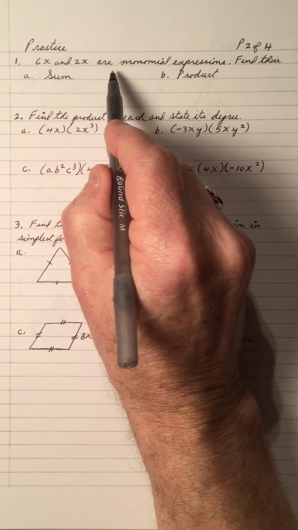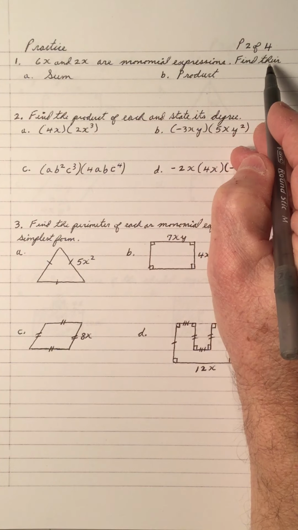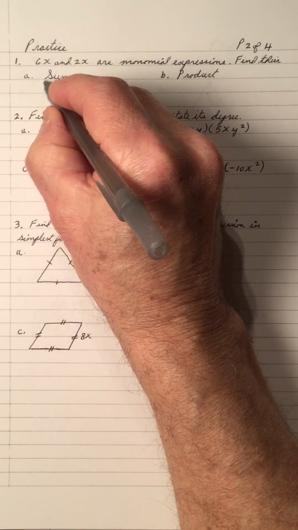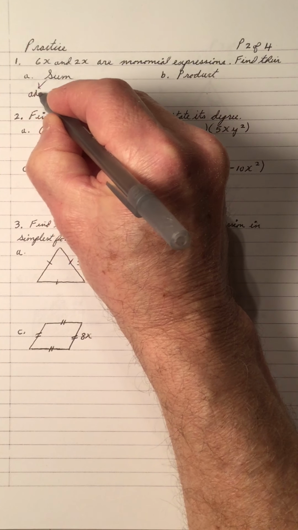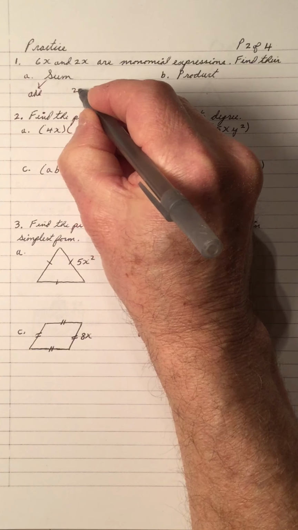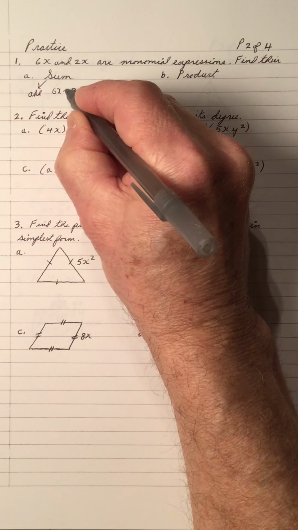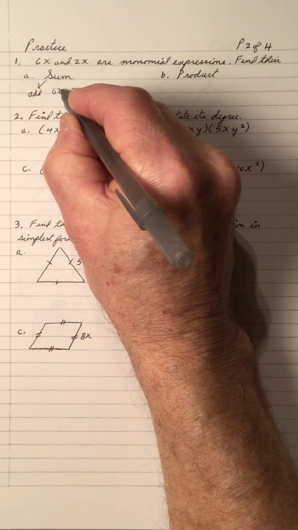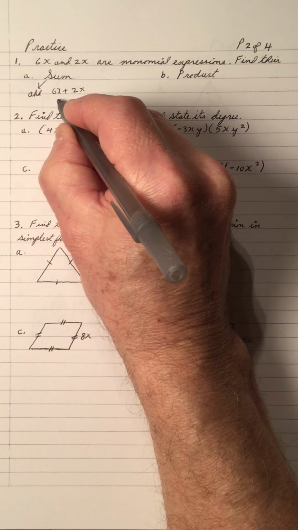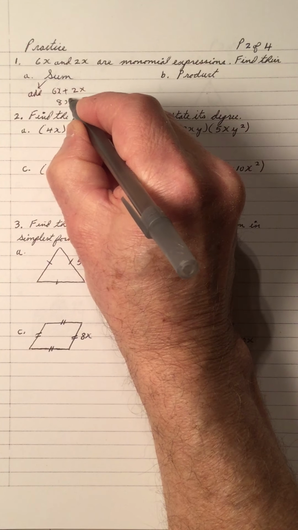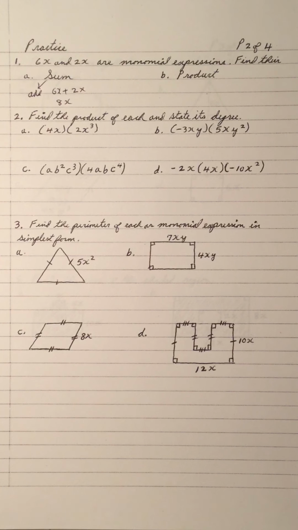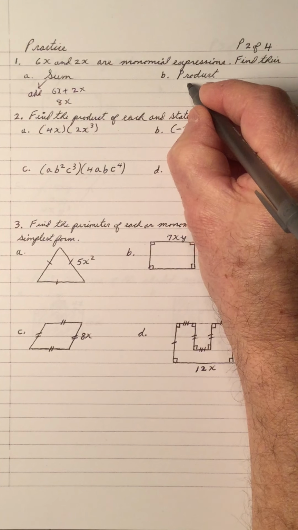6x and 2x are monomial expressions. Find their sum. So the sum means add. So we're going to take 6x and add on 2x. And so when we add like terms, we add the numbers and keep the term. Keep the literal coefficient.